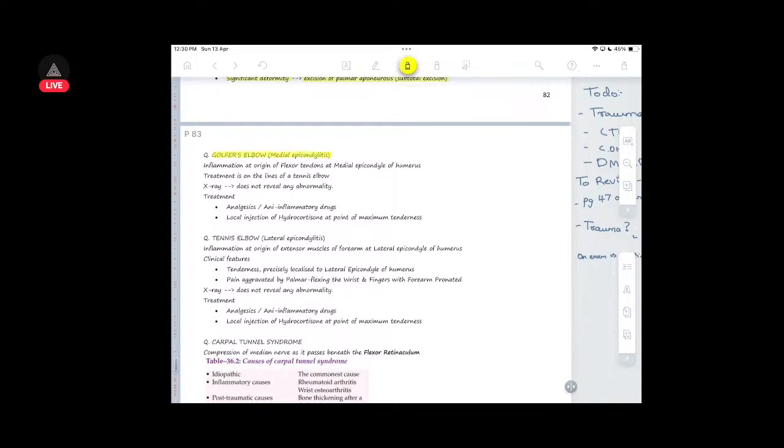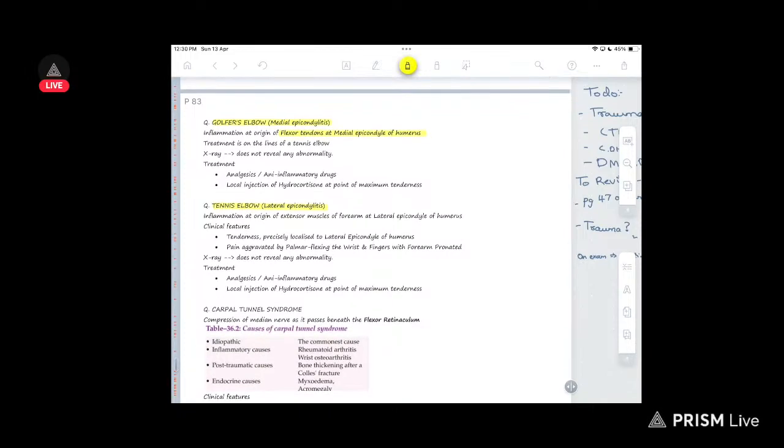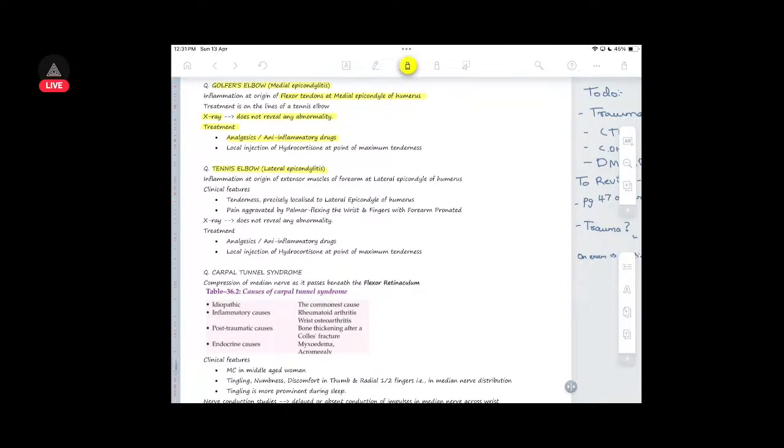Then you have golfer's elbow and you have tennis elbow. Tennis elbow is lateral epicondylitis. Golfer's elbow is medial epicondylitis, at the origin of flexor tendons at the medial epicondyle of humerus. Treatment is similar to tennis elbow. X-ray does not reveal any abnormality. Treatment, you provide analgesics, anti-inflammatory drugs. Local injection of hydrocortisone at the point of maximum tenderness can be done.